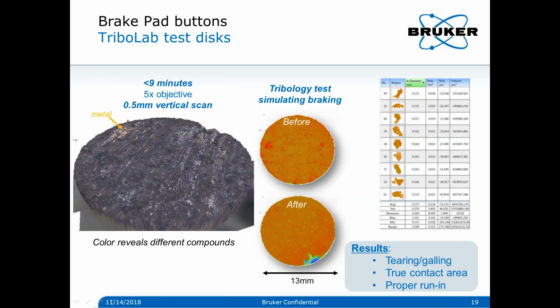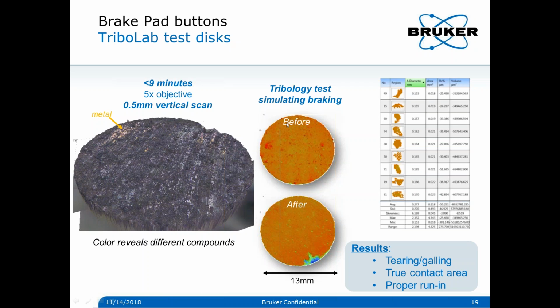What we see here is a brake pad button, 13 millimeters in diameter, which can be scanned in less than 9 minutes and gives a nice color image where we clearly see the presence of metals in some locations or some dark materials. So color really helps to define where the components are, and we can study how important the defects are on those metals compared to the rest of the surface.